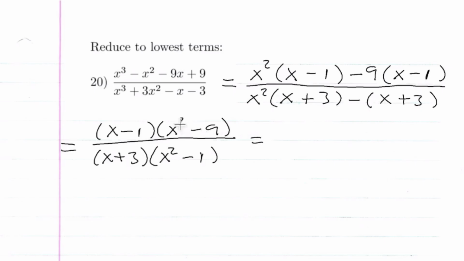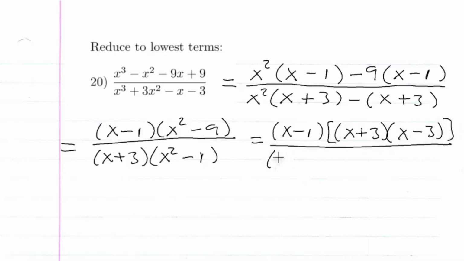Now, I can see that in the numerator and the denominator, I have a difference of squares. So I'll have x minus 1. And then for the difference of squares, I'll put brackets. So this will be x plus 3 times x minus 3 over, down here, x plus 3. And then my difference of squares will be x plus 1. Put that in there. And times x minus 1.